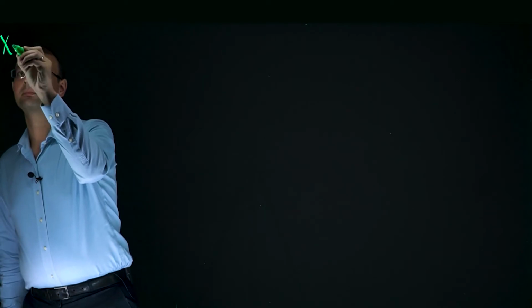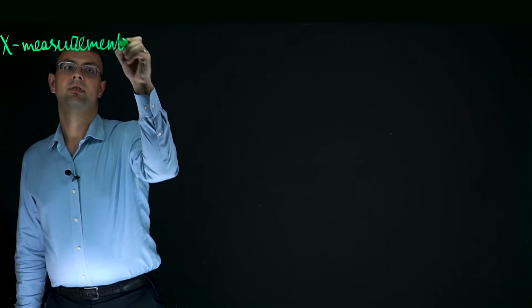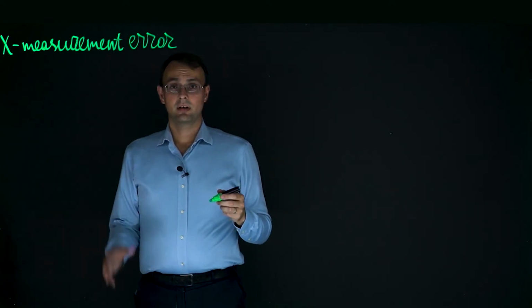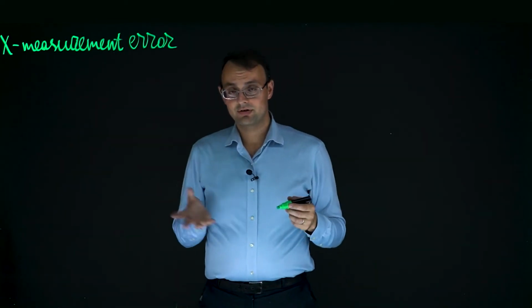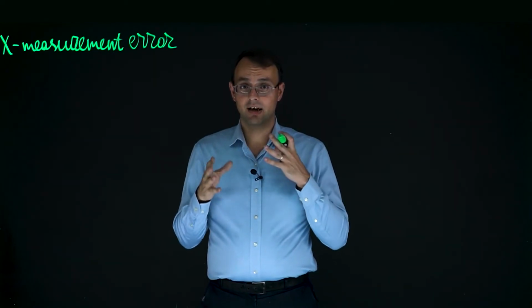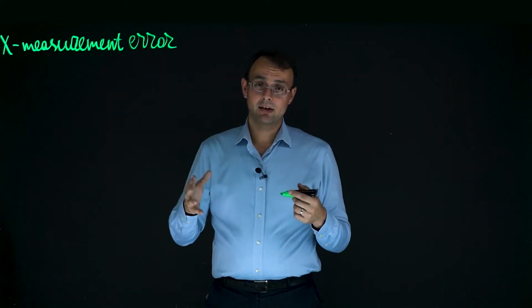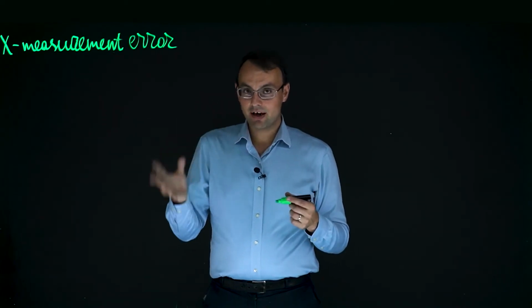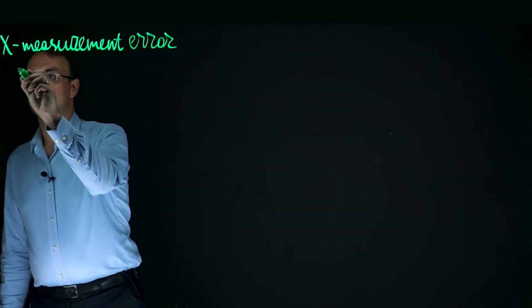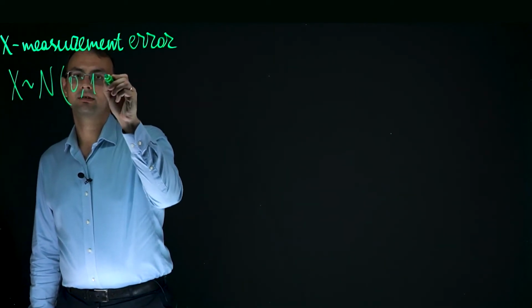So let's say that there is a measuring tool to measure length and there is a measurement error. So X is a measurement error, and this measurement error is normally distributed, and we know that there is no systematic error. No systematic error means that mean error, average error is 0, and also the standard deviation of the error is given, and it is equal to 4 micrometers.